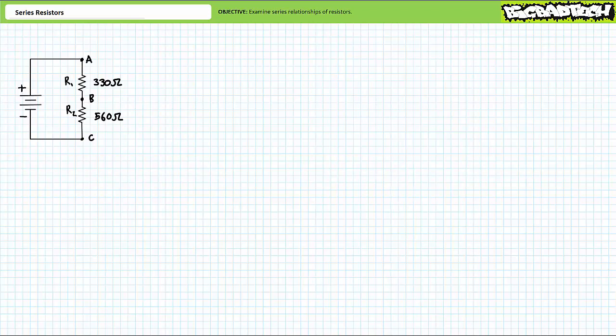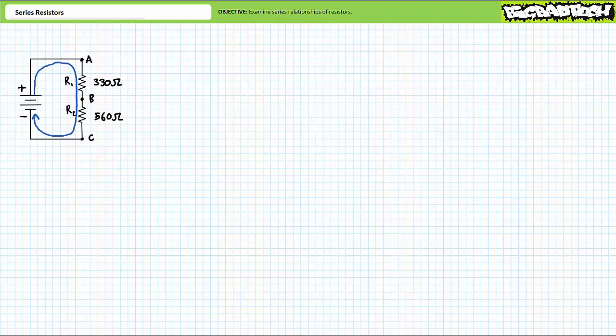Circuits composed of multiple resistors can assume numerous different configurations, perhaps the simplest being a series or inline configuration. A series arrangement means there is one path and one path only. Here's an example of a series circuit consisting of resistor 1 having a value of 330 ohms between node A and B, and resistor 2 having a value of 560 ohms between node B and C. It should be obvious that any current emanating from the positive terminal of the source must travel into resistor 1, out of resistor 1, into resistor 2, and out of resistor 2 to reach the negative terminal of the source.